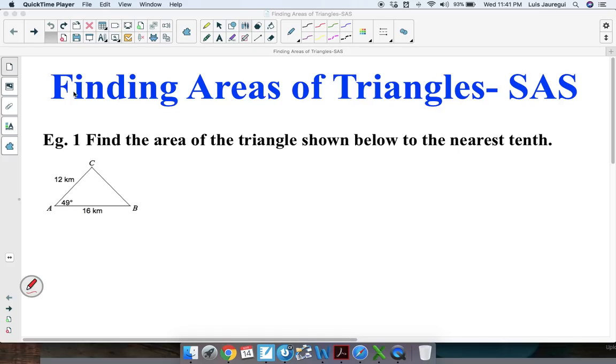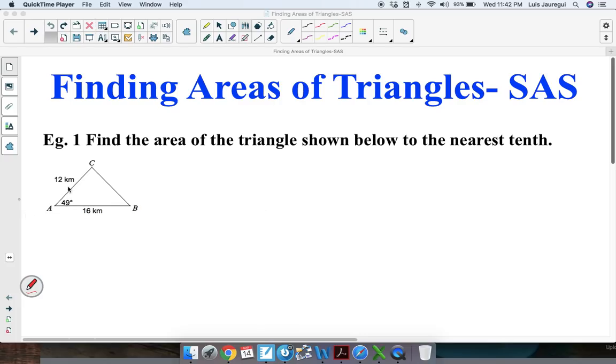Welcome. In this particular video, we will be finding areas of triangles given the side and angle on a side, where the angle is the included angle between the two sides. Let's take a look at example 1. Find the area of the triangle shown below to the nearest tenth.